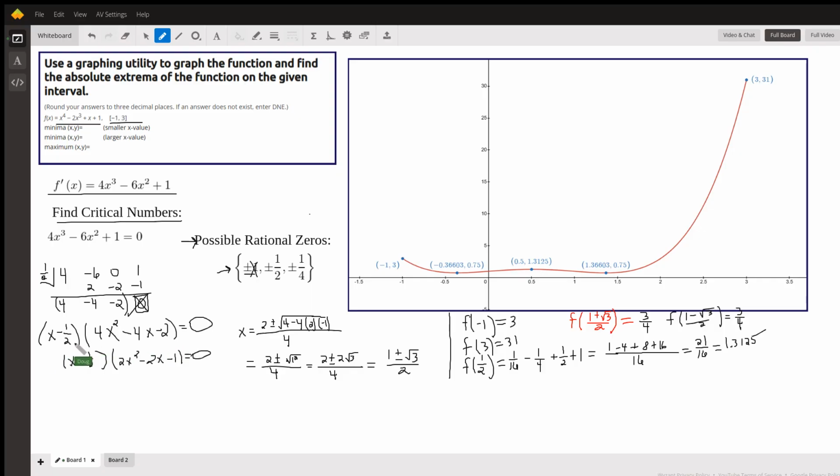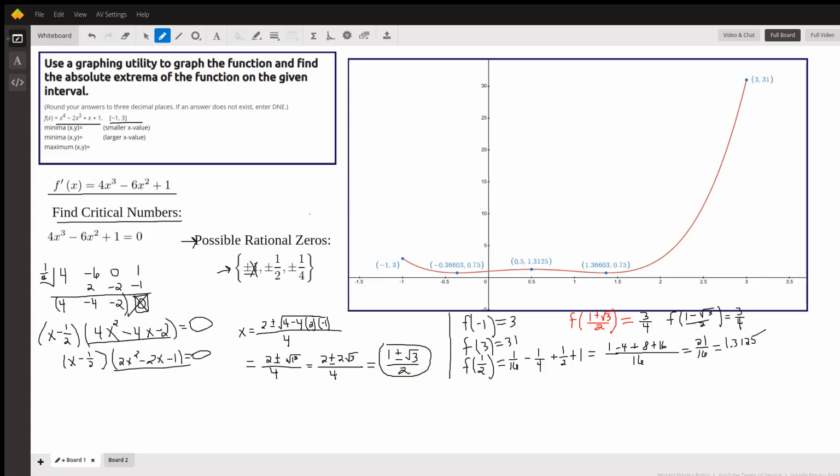There's the x minus 1/2. I could divide both sides by 2 to make this trinomial smaller. See that this doesn't factor, so I've got to use the quadratic formula. And there are 2 more critical numbers. So our critical numbers are 1/2, and 1 plus or minus the square root of 3 all over 2.